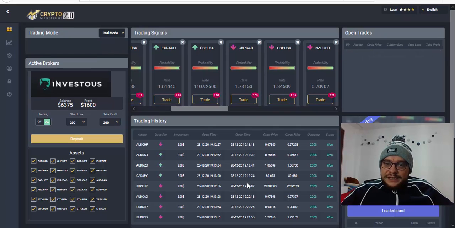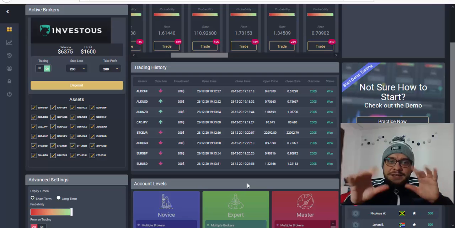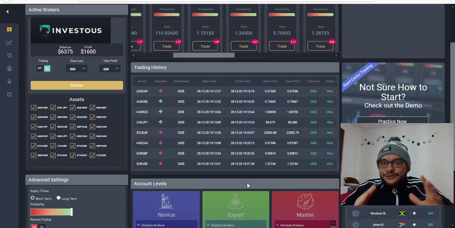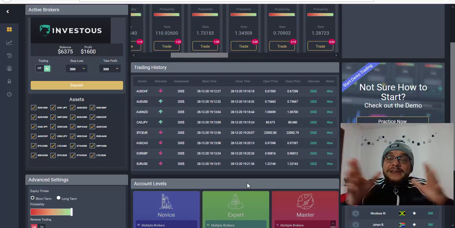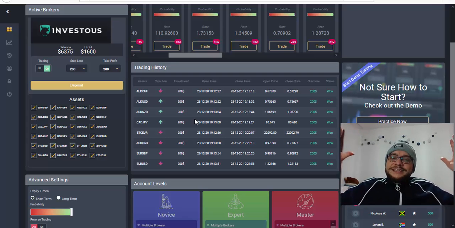And this one is, yes, in the money and 100% winning ratio with CryptoMasterBot 2 trading software in today's live trading session. And as you can see, we have a total of $1,600 profit today, and now my balance is $6,375, which is great.